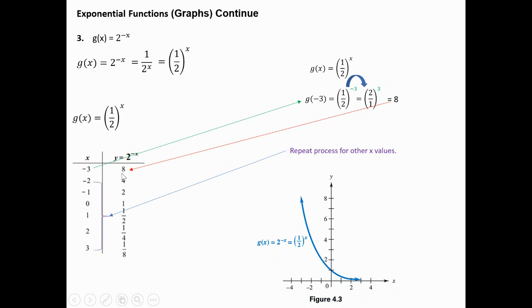You can just plug into the calculator if you want, or do it by hand and repeat the process that I just did. So for example, if it's -2, I'm going to plug in -2 here. Since it's negative, we do the reciprocal, which will be 2 over 1 to the 2nd power, which is going to give us 4. That's where the 4 came from. That's how all these values come, by actually evaluating the function at these x values. Okay, so this will be my graph.